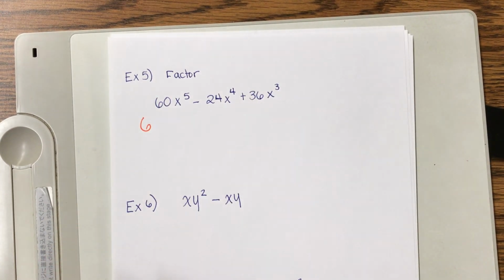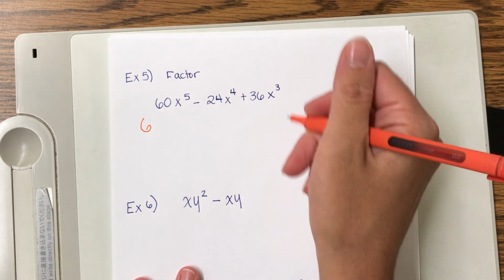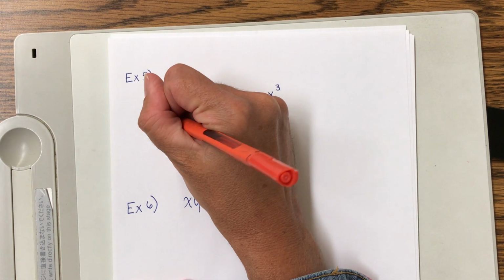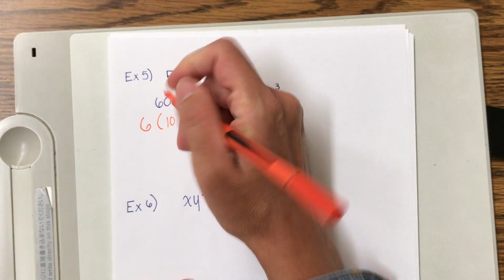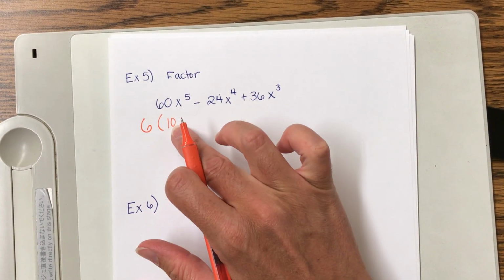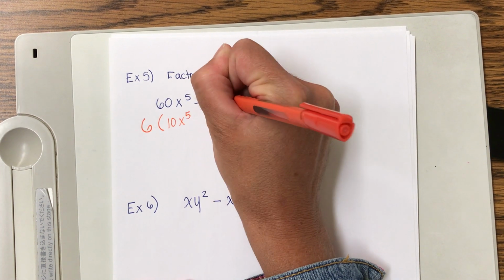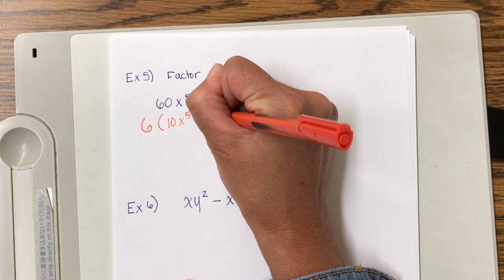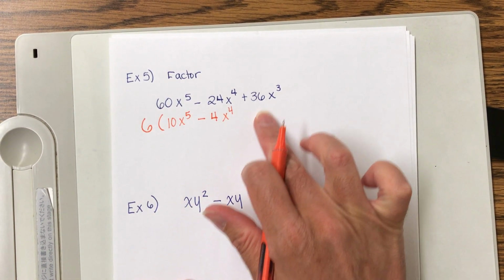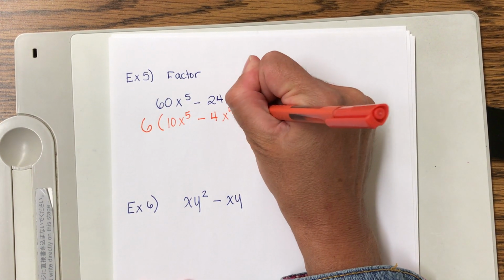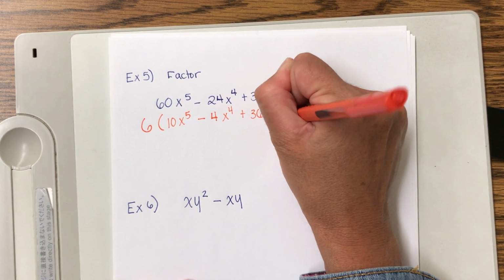So then, let's say that I don't see the x's to start with. So when I factor out the 6, I'm left with, sorry, 6 times what is 60? 6 times 10 is 60. Then the x to the 5th. 6 times what is 24? That's 4. And then the x to the 4th. 6 times what is 36? That is 6. And then the x to the 3rd.